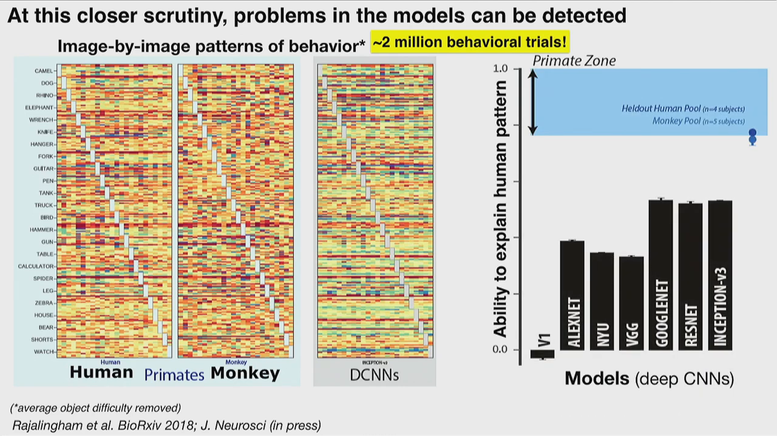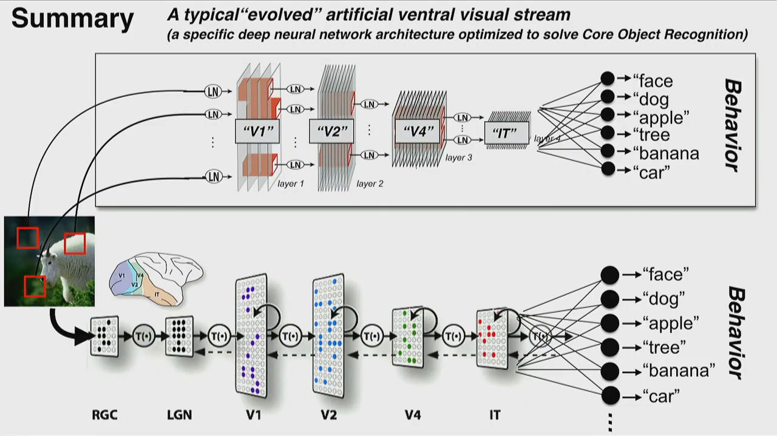There's a gap here. The models have gotten better. This is sort of time. There's AlexNet. Here's some of those newer models. But they're still not quite up to human primate level performance.